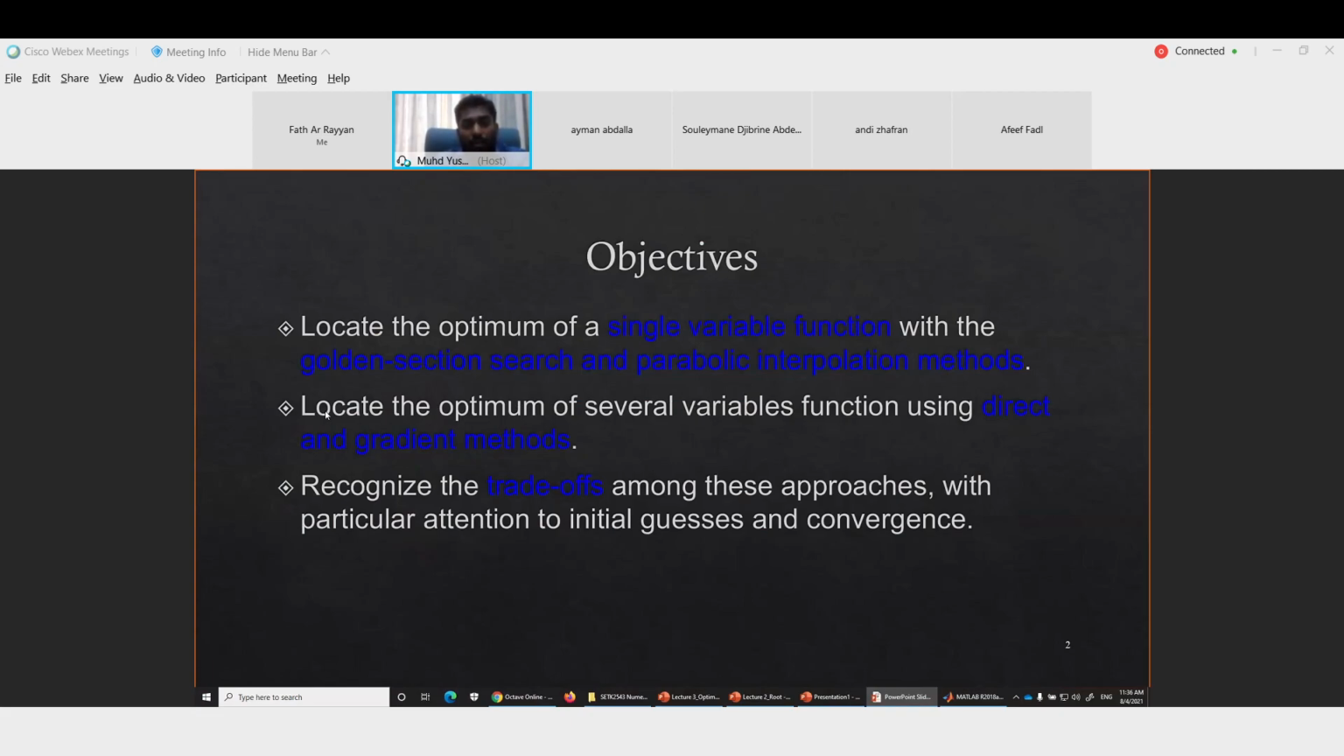I don't think we are going to look at multi variable functions, because the objective for this class is to focus more on single variable functions, and then to recognize the trade-off among the approaches with particular attention to initial guesses and convergence.